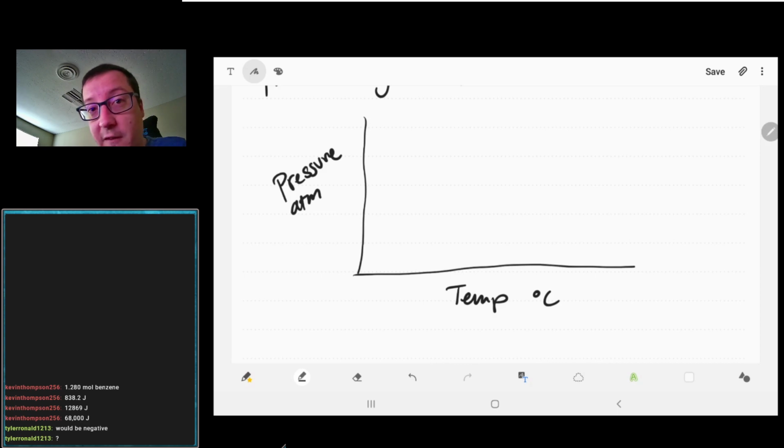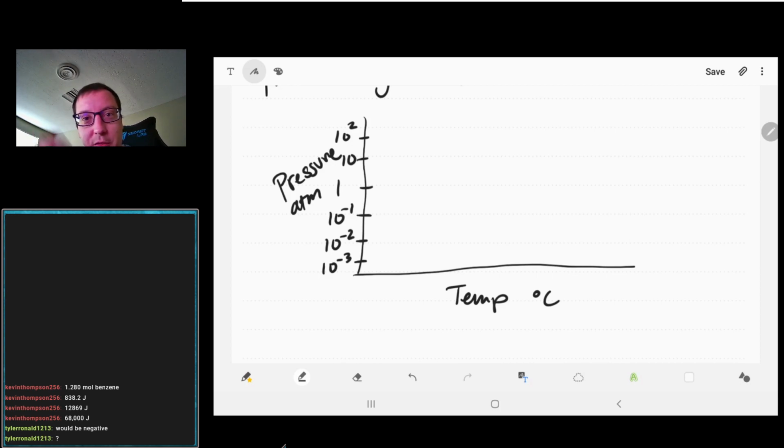Just so we know, for a phase diagram, the pressure axis is usually logarithmic. So that means you might have one atmosphere here. This would be 0.1, 0.01, 0.001. It's logarithmic, so instead of just 1 through whatever, you go by tens. Okay, and then temperature, of course, maybe we have 0 degrees Celsius here. Here's negative 100, negative 200, 100, 200, 300, whatever. Just to give you an idea of what these typically look like.